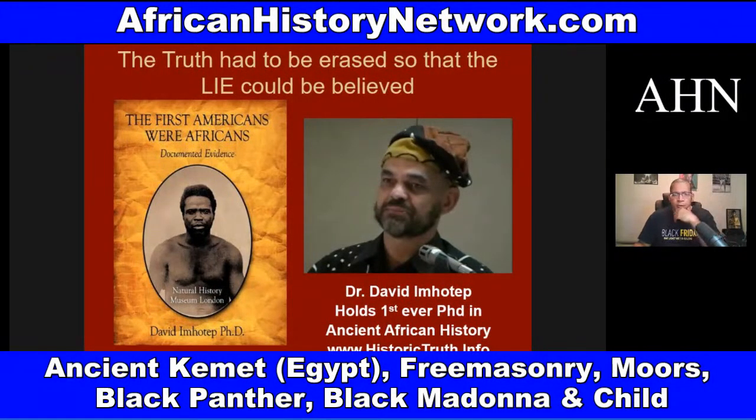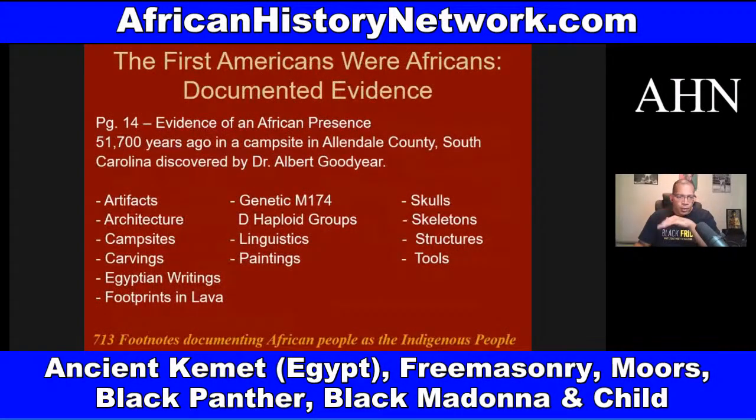Dr. David Imhotep wrote the book, The First Americans Were Africans, Documented Evidence. It first came out in 2011. He just released in late 2021 an updated book, The First Americans Were Africans, revised and expanded, has about 200 additional pages of new research and things like this. But his book deals with the African presence in North, Central, and South America, going back at least 56,000 years ago. In North America, the land that today we call the United States of America, going back at least 51,700 years ago. Page 14 of his book, he deals with a discovery from Dr.